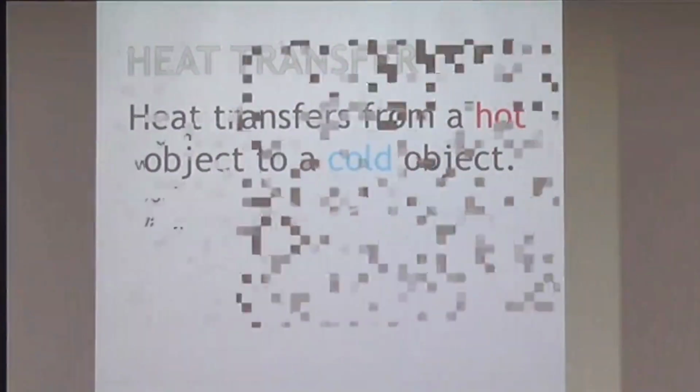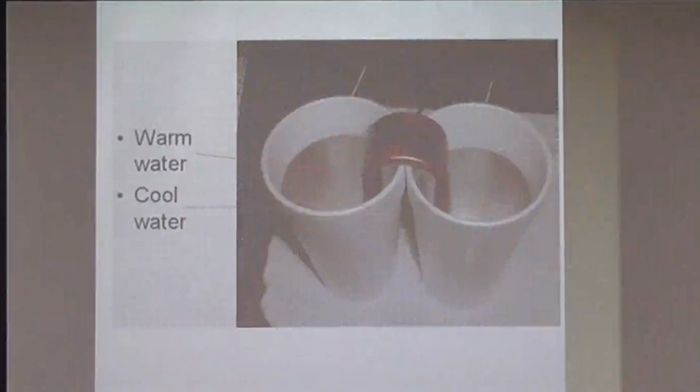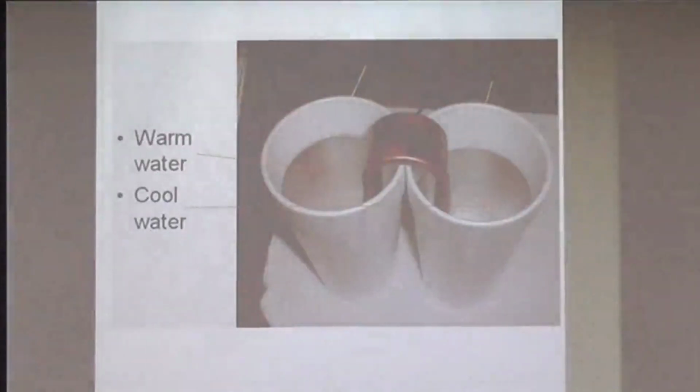Imagine you have two beakers, and in one you have ice cold water and in one you have heated water. If you place them together and put a conductor in between, the heat will flow from the hot object to the cold object. So heat always gets transferred from a hot body to a cold body.